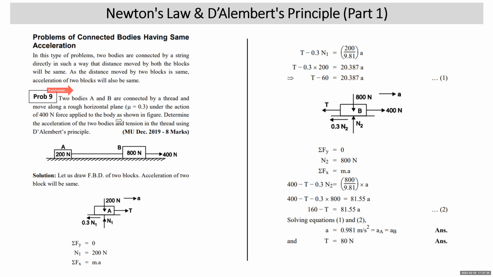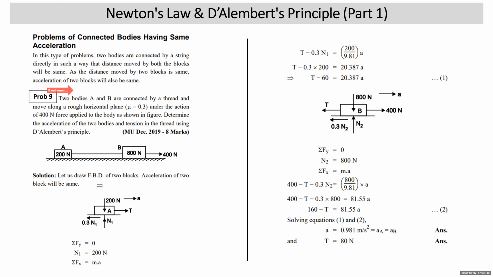Two blocks A and B are connected by a thread and move along the horizontal plane. Mu is 0.3 under the action of 400 Newton force applied to the body as shown in the figure. Determine the acceleration of the two bodies and tension in the thread using D'Alembert's principle. Now you can see that 400 Newton force is applied on block B to cause the motion. There is a string which is connecting the two blocks A and B.